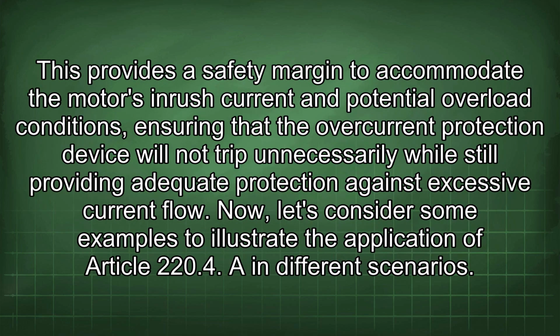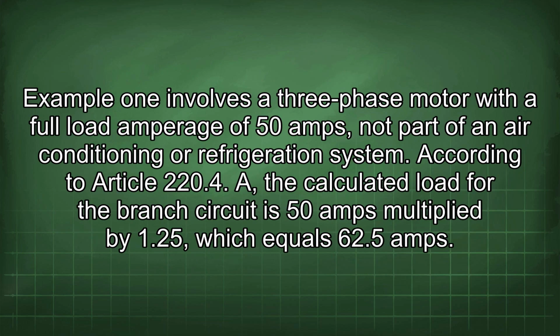This provides a safety margin to accommodate the motor's inrush current and potential overload conditions, ensuring that the overcurrent protection device will not trip unnecessarily while still providing adequate protection against excessive current flow. Now, let's consider some examples to illustrate the application of Article 220.4 in different scenarios. Example 1 involves a three-phase motor with a full load amperage of 50 amps, not part of an air conditioning or refrigeration system. According to Article 220.4, the calculated load for the branch circuit is 50 amps multiplied by 1.25, which equals 62.5 amps.